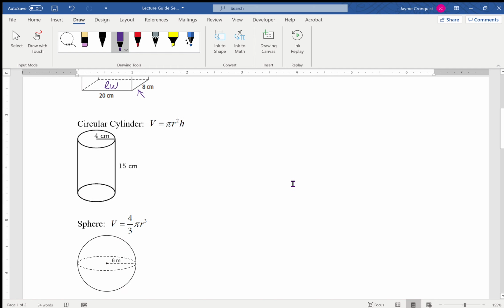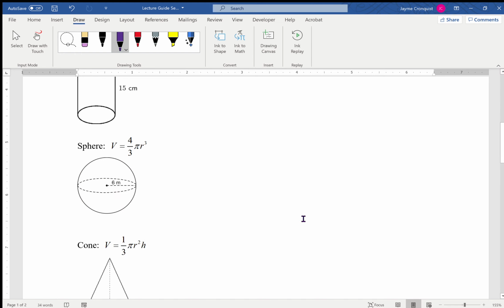Circular cylinder, okay? Area of the base, pi r squared, times the height. Sphere, you just have to have the formula. It's 4/3 pi r cubed. Remember, surface area was 4 pi r squared, because square units is area, volume will always be cubed.